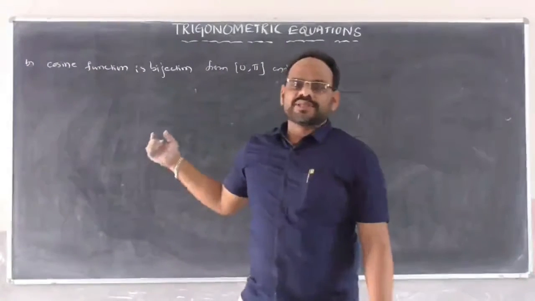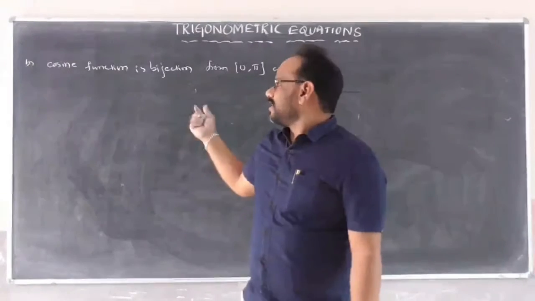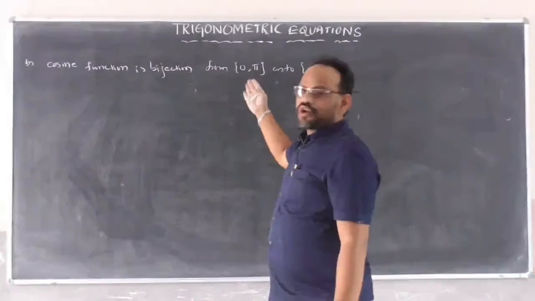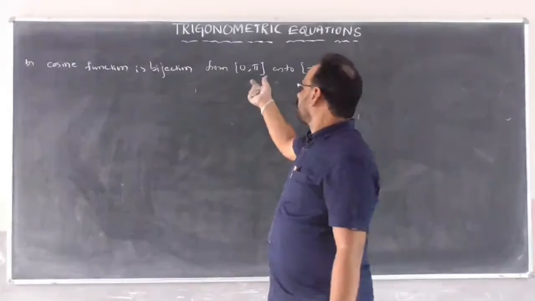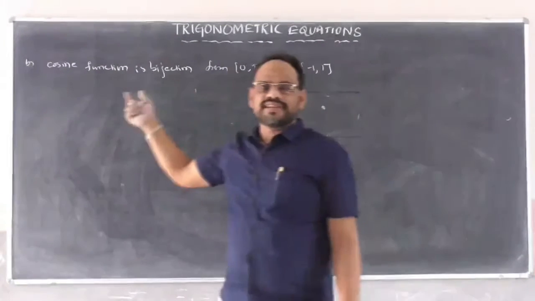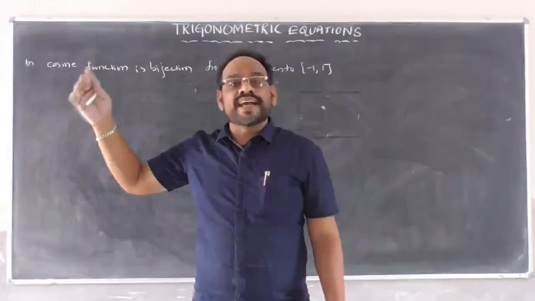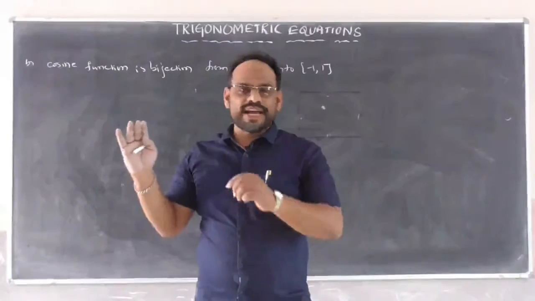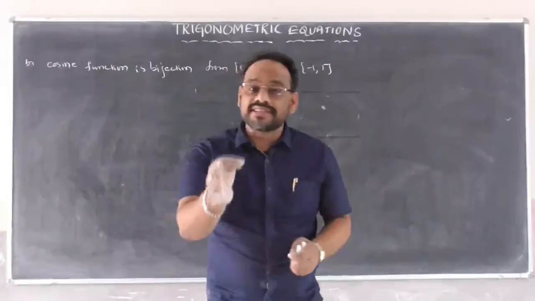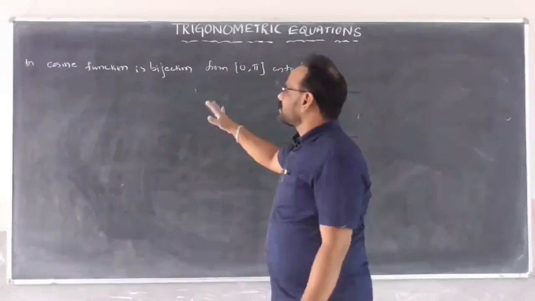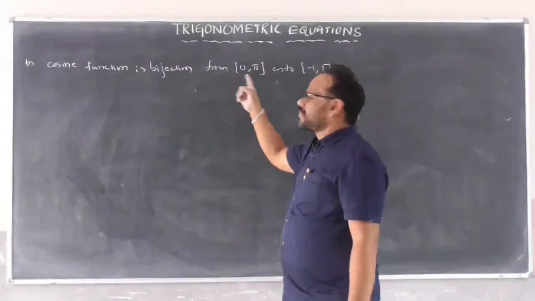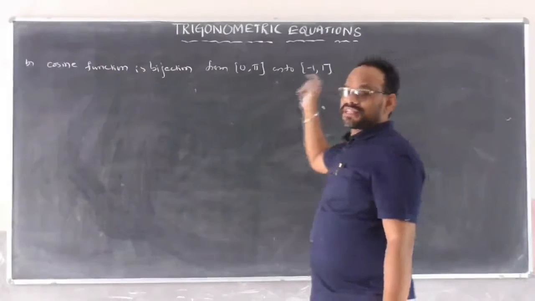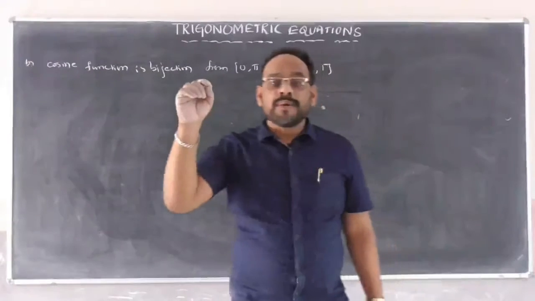Observe here, take the cosine function. The cosine function is a bijection from 0 to pi, the closed interval 0 to pi. The sine function is a bijection when the closed interval is minus pi by 2 to plus pi by 2, onto the closed interval minus 1 to plus 1. So the cos function is a bijection from 0 to pi onto minus 1 to plus 1.